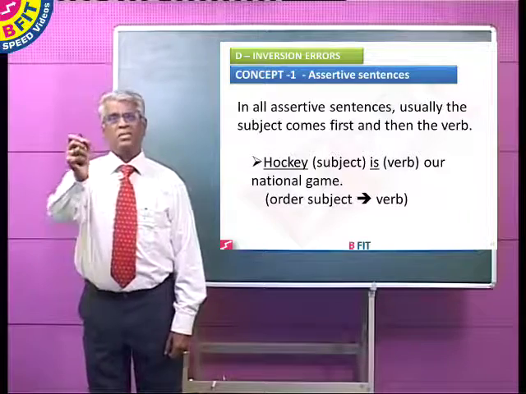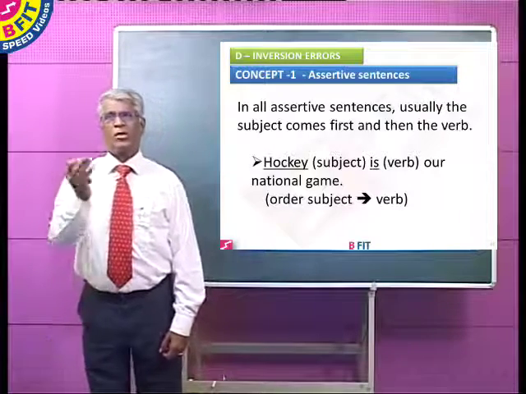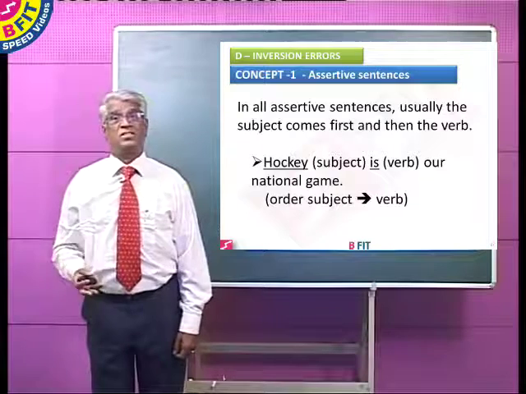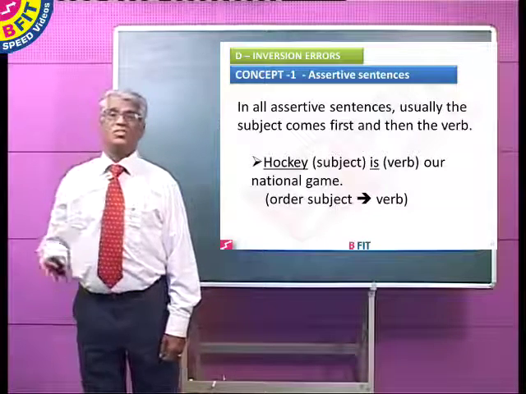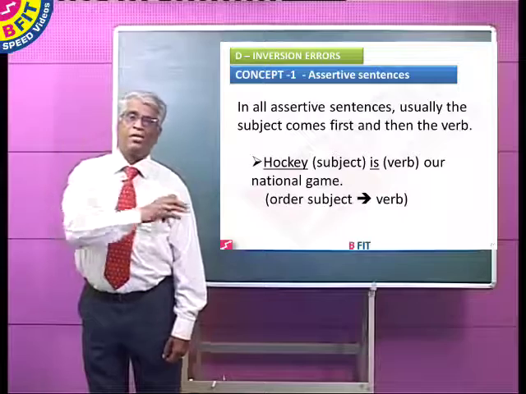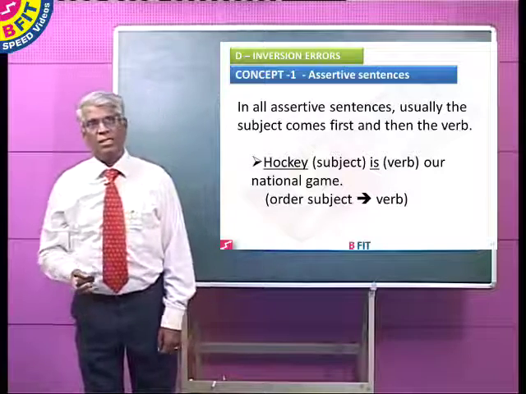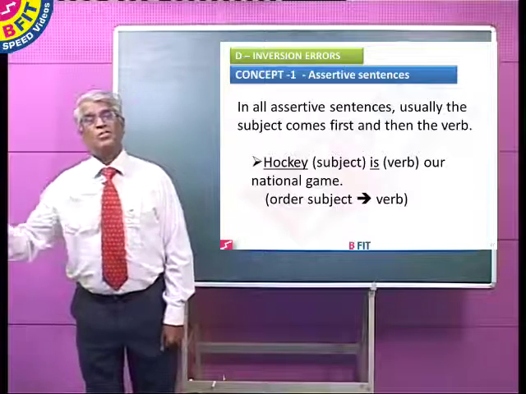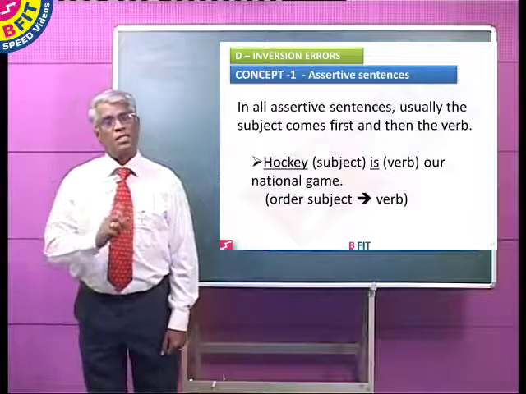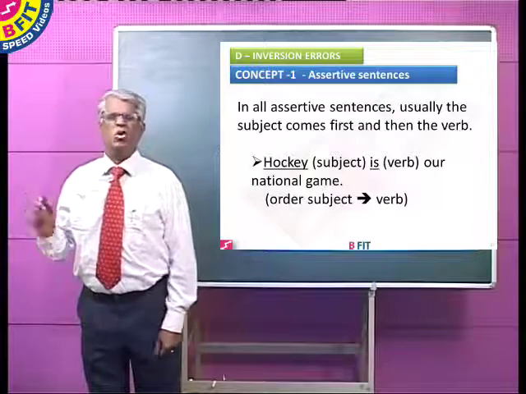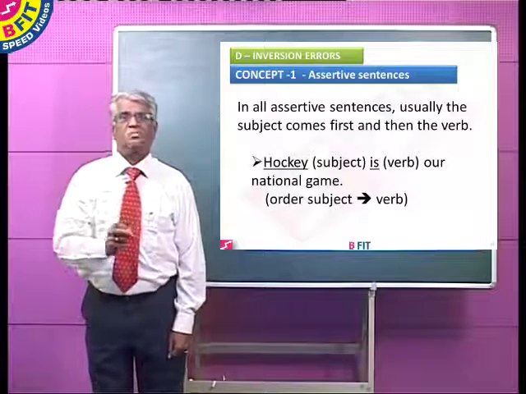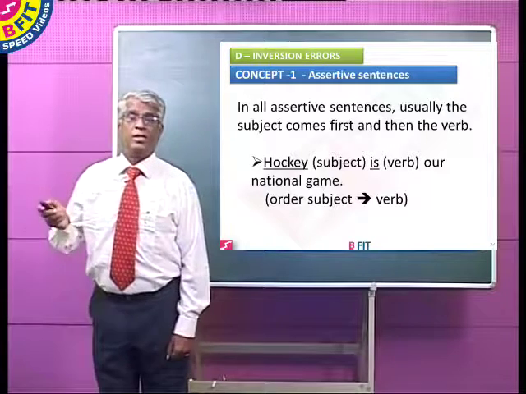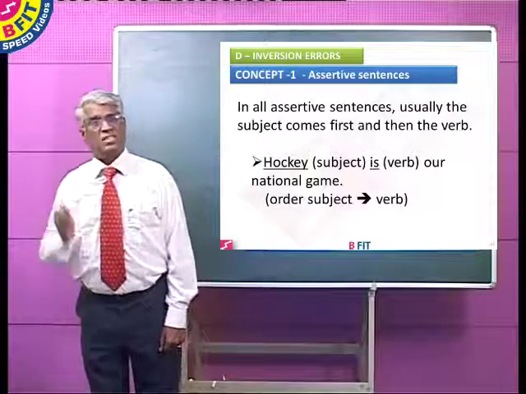Now, if you take a simple assertive sentence, hockey is our national game, you can find that obviously the verb is. The word hockey is the subject. In this sentence, first comes the subject, then comes the verb. In other words, in assertive sentences, normally first comes the subject, then comes the verb. This is the natural order in all assertive sentences.